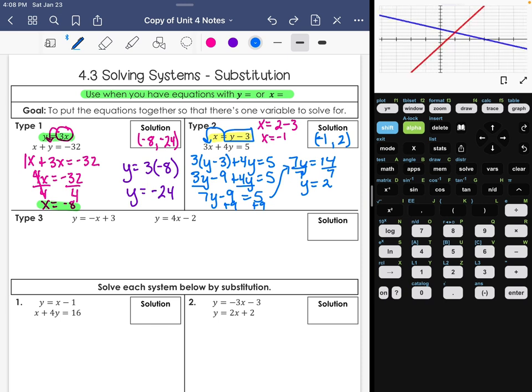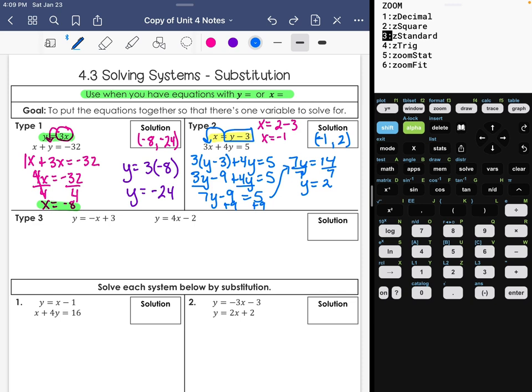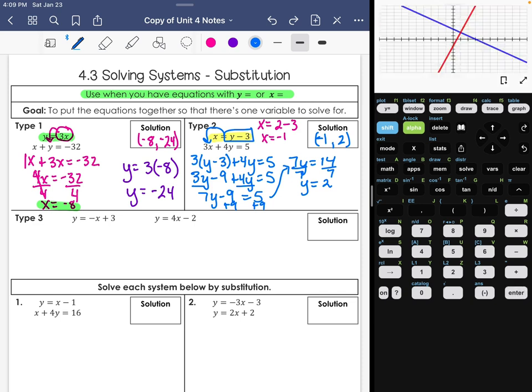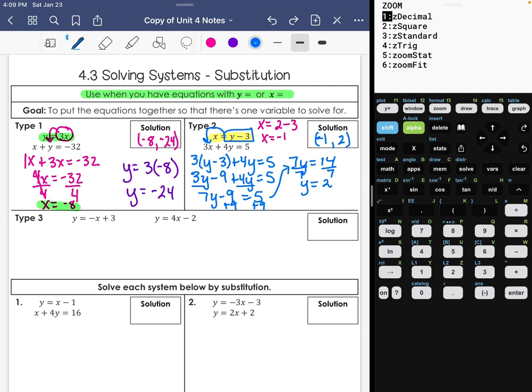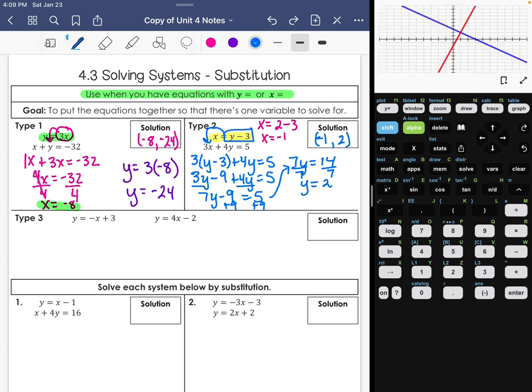You can see, oh, I thought I could zoom that in. Let me try this. Oh, that's not going to help. It's not going to zoom it in. Nope. Oh well, that's fine. We'll leave it like that. So you can see right here that they cross each other at 1, 2. So we know that our solution should be 1, 2 by looking at the graph.